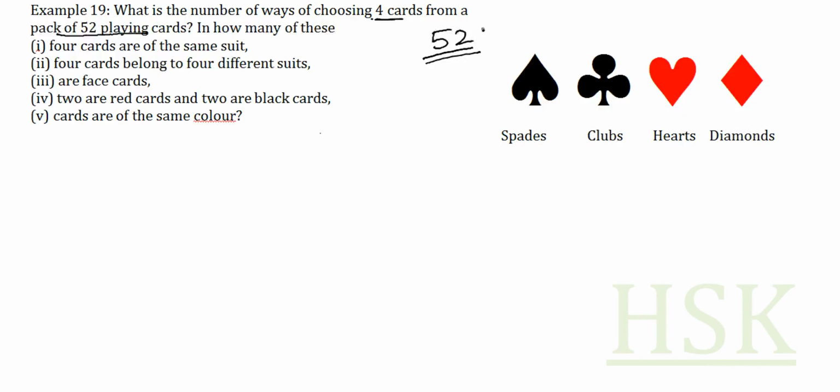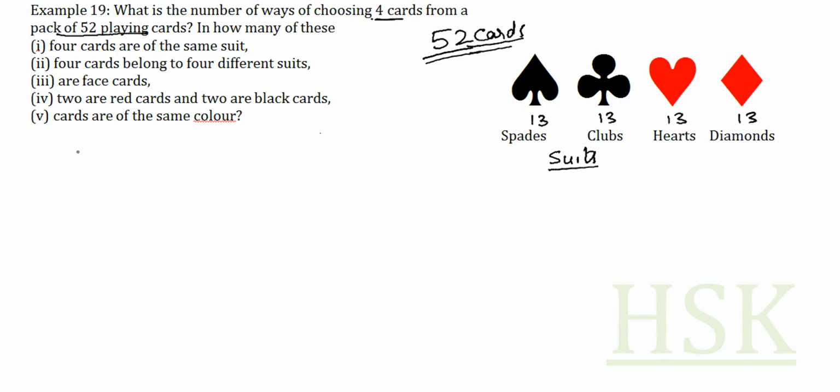A pack of cards consists of 52 cards, 13 of each type. That is, it has 13 spades, 13 clubs, 13 hearts and 13 diamonds. These are known as the suits. So a pack of 52 cards is divided into 4 suits, namely spades, clubs, hearts and diamonds. Now we have to find the number of ways of selecting 4 cards from a pack of 52 playing cards.